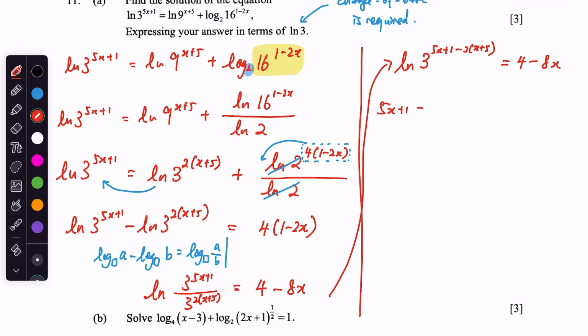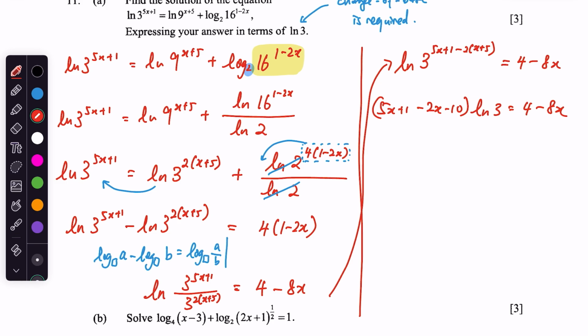minus, let's just expand the bracket while we are at it. So minus 2x minus 10, and then ln 3 equals to 4 minus 8x. What I want to do is I want to actually expand this bracket. I need to simplify this first, expand, bring all the x's to one side, bring all the numbers to the other side. Okay, so let's do that very quickly.